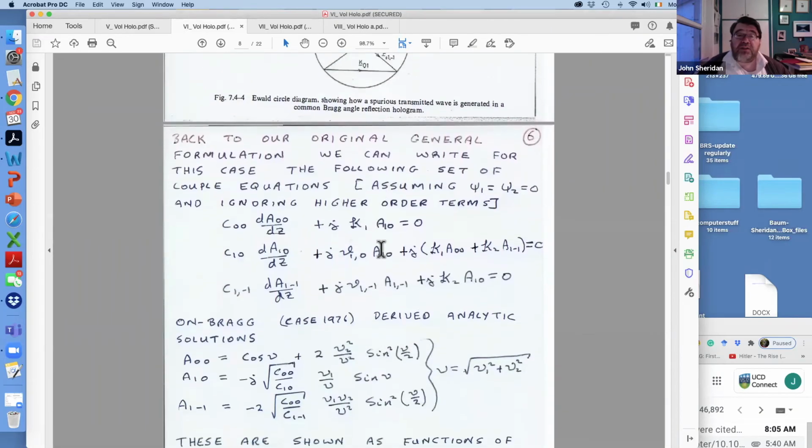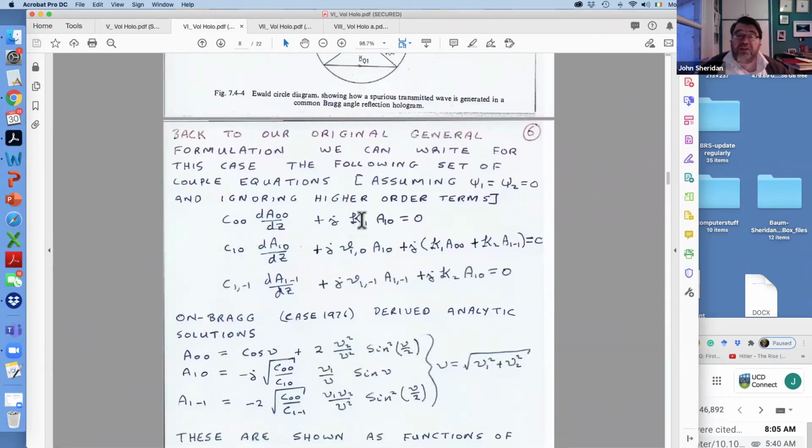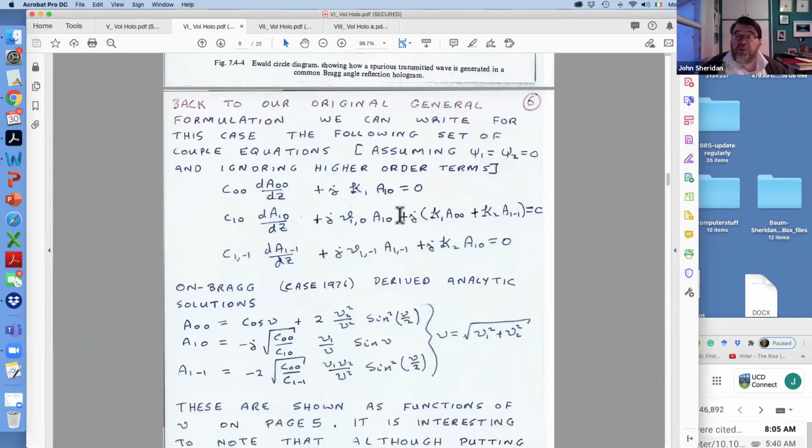Back to our original general formulation, we can write for this case the following set of equations, and we've assumed now we've got no phase shift between these gratings. We've got these things that we introduced previously when we talked about this sequential recording where we had a phase shift between the two. We just assume we have no phase shift, but we do have off-Bragg parameters. So in this case here, we've got three coupled first order differential equations. We've got three potential beams, the 0,0, 1,0, and 1,-1. And we've got these two can be off Bragg.